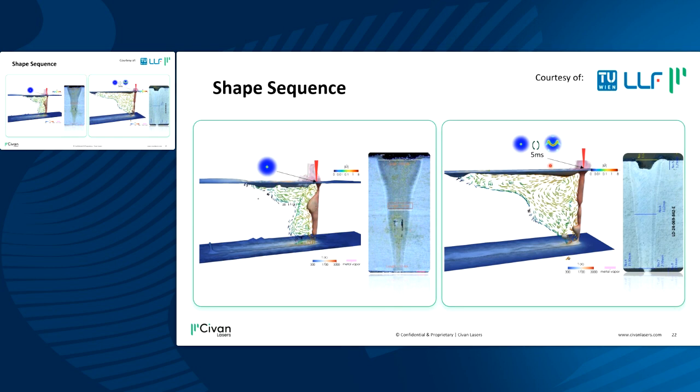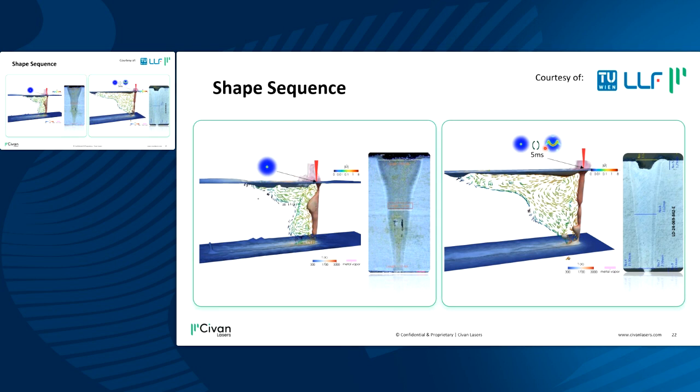But when we combine both of these beam shapes, what we call the shape sequence, we are enjoying the benefit of this single point beam shape. But after 5 milliseconds, we change to this wider beam shape, what we call the U beam shape, which gives us a much wider opening of the keyhole. That means less fluctuations and a more stable process. And the end result of this shape sequence is that we then get a weld without this root crack.